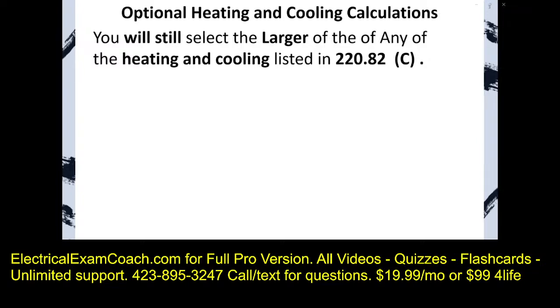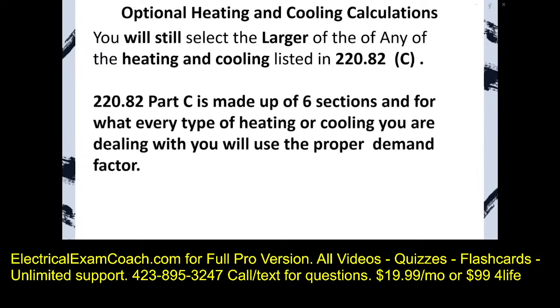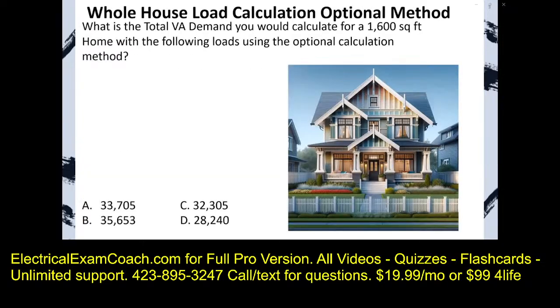If you get an optional method whole house or an optional method heating or cooling, you just go down and read the prescription for each part. There are 6 different parts. It tells you what to do. It's very simple and easy to understand. And then once you've calculated the heating and the cooling, you just select the larger of the two. What is the total VA demand you would calculate for a 1,600 square foot home with the following loads using the optional method?